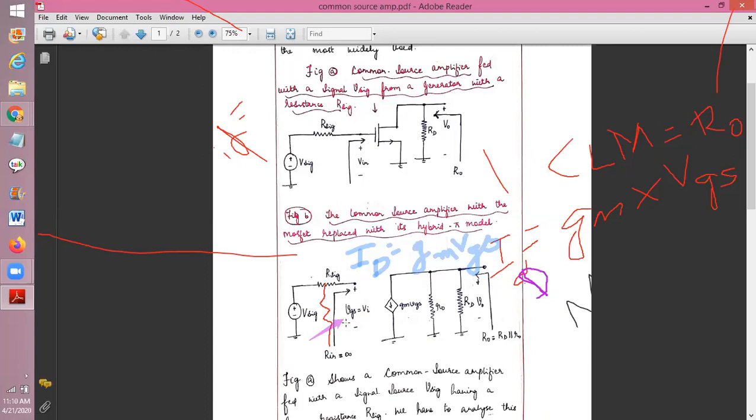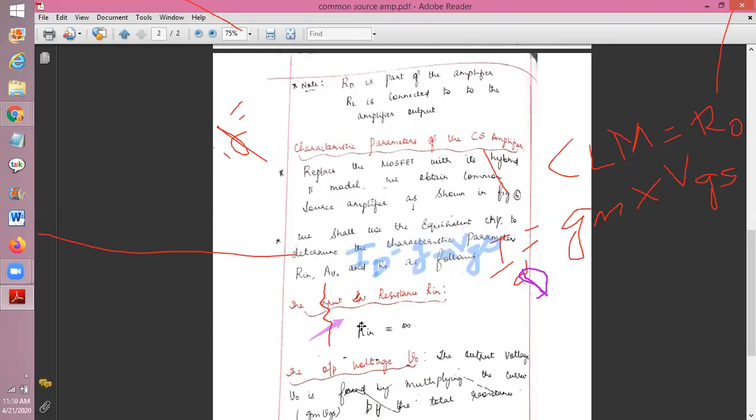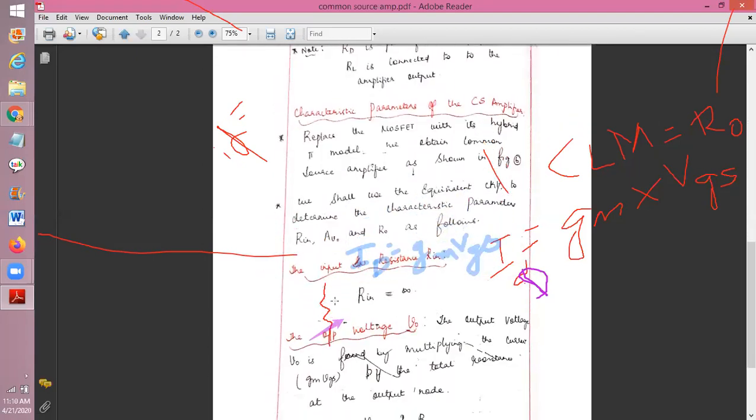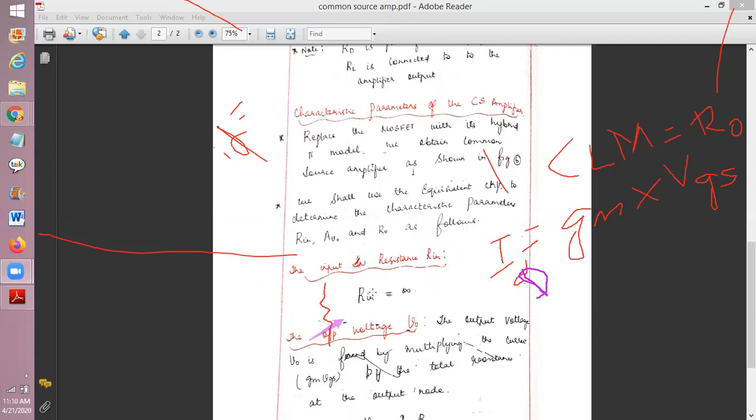That is the RG. RG means it is the resistance of the gate. So RG is equal to infinity or a higher value. So your input resistance Rin will be equal to RG. See here, Rin is equal to RG. Since we have taken RG as a very, very high value, we will write Rin is equal to infinity or Rin is equal to RG.